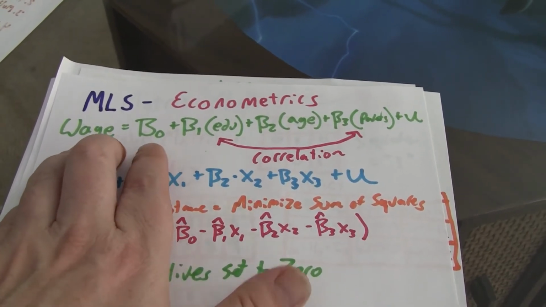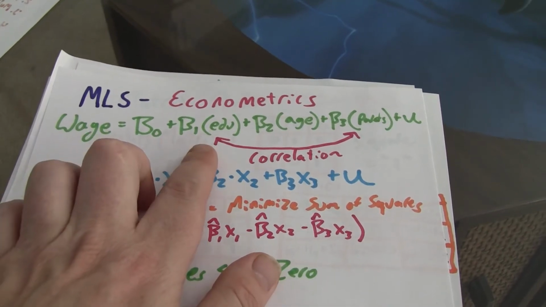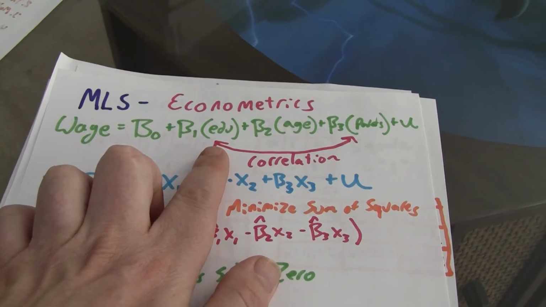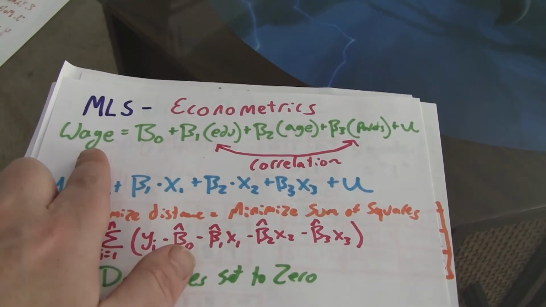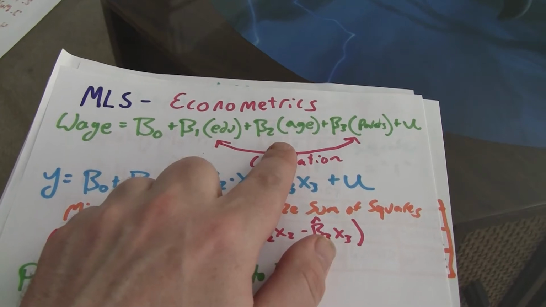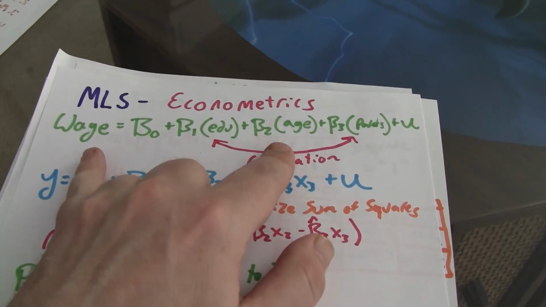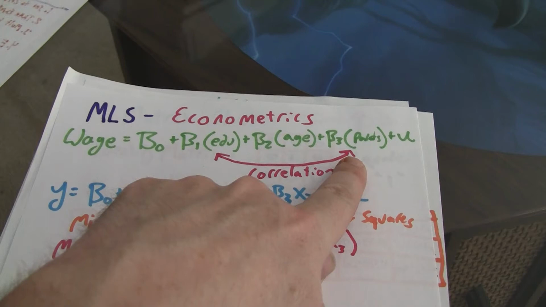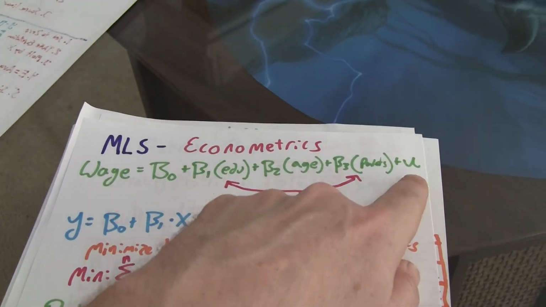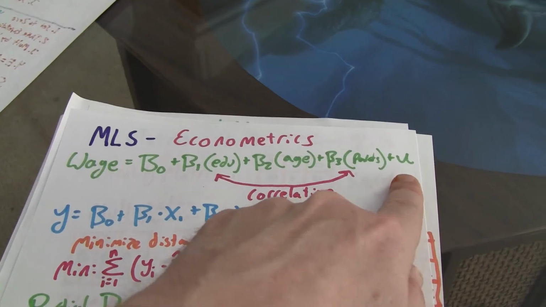Now, the common example that people use when explaining econometrics is the wage. Wage is equal to some intercept plus beta 1 times their level of education. The more education you have, the more we would expect that your wage would go up, plus beta 2 times age, that your age is going to be affected with your income, plus beta 3 times your parents' income is related with income, plus u is our unobservables or our error term.